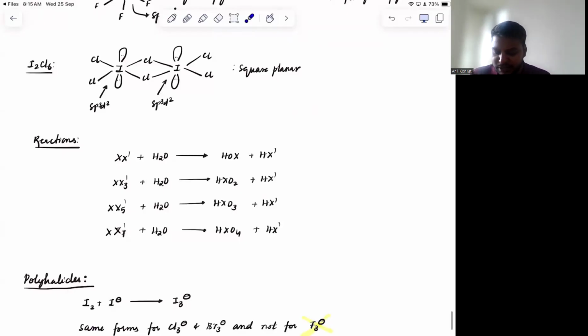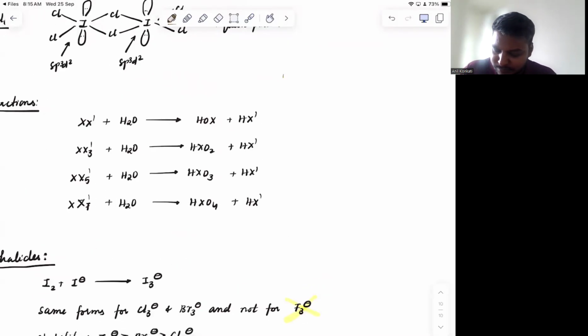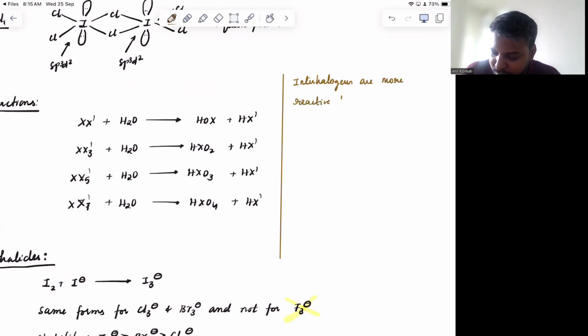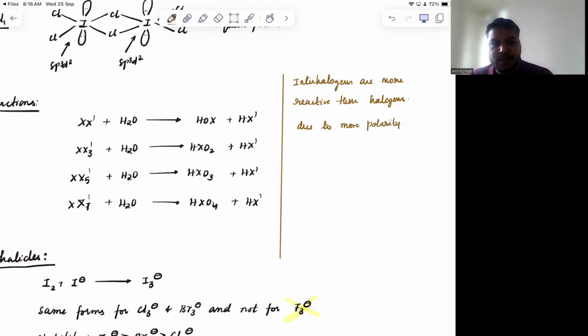Okay. And generally, interhalogens are more reactive than halogens. In general, you'll always find that interhalogens are more reactive than halogens. Okay. Why? Because they will have more polarity. Due to more polarity.